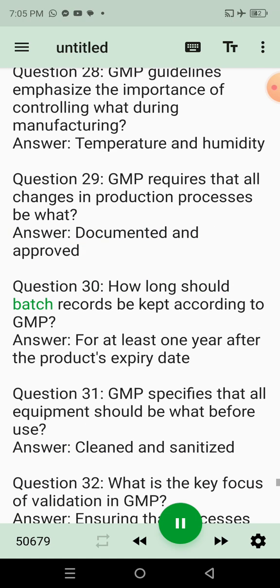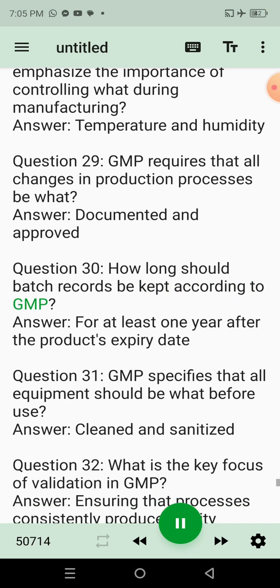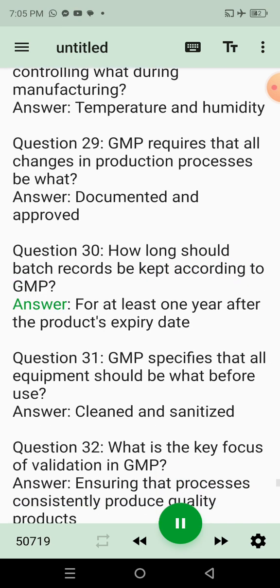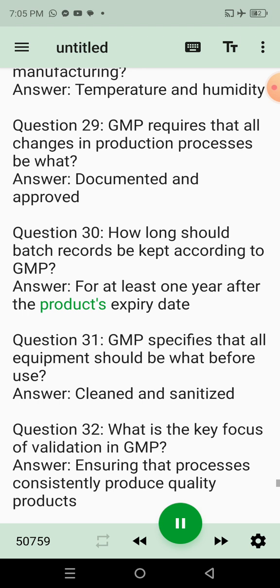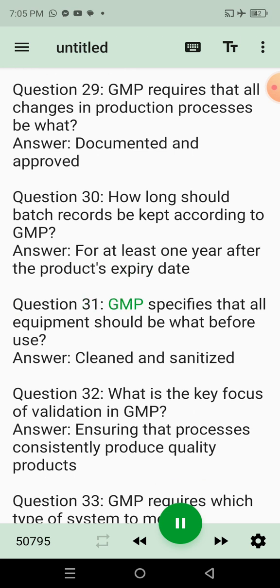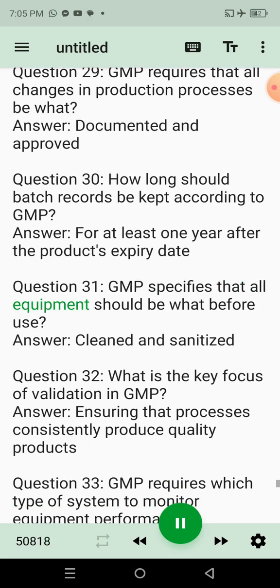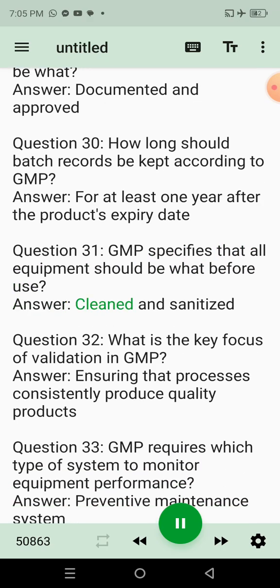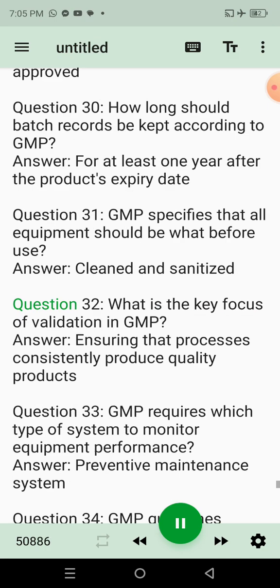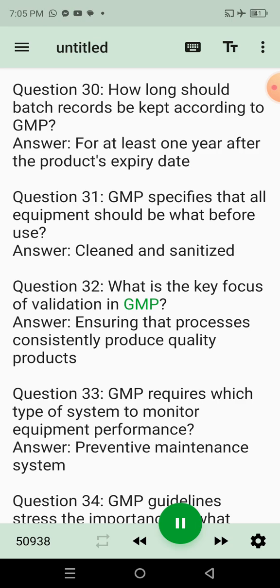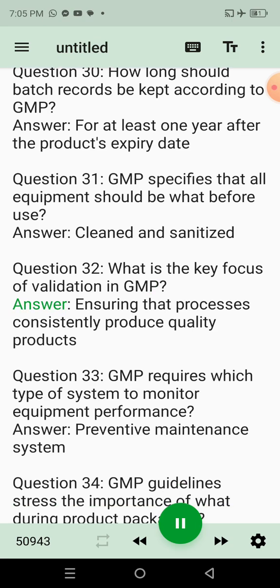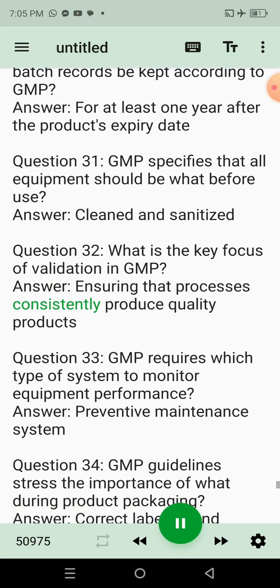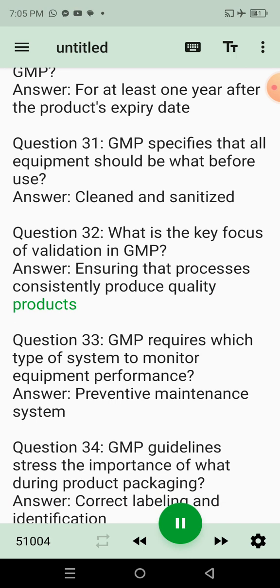Question 30. How long should batch records be kept according to GMP? Answer: For at least 1 year after the product's expiry date. Question 31. GMP specifies that all equipment should be what before use? Answer: Cleaned and sanitized. Question 32. What is the key focus of validation in GMP? Answer: Ensuring that processes consistently produce quality products.